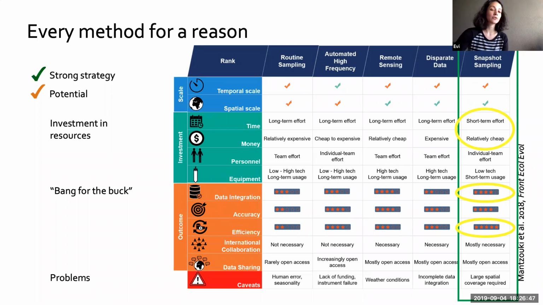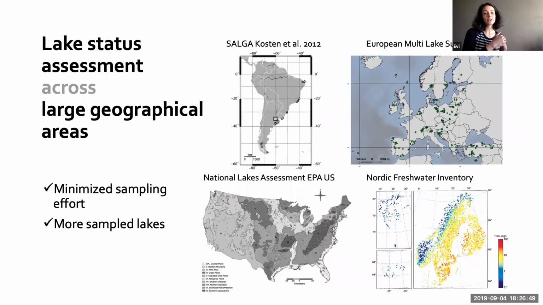For the next slides, I will talk about advantages we get from multi-lake surveys. Multi-lake surveys usually follow standardized protocols that aim to minimize sampling effort per lake without necessarily sacrificing data quality. By this minimized sampling effort, numerous lakes can be sampled at large geographical areas, which is great if we want to assess the water status, the ecological status, and provide ecological understanding.